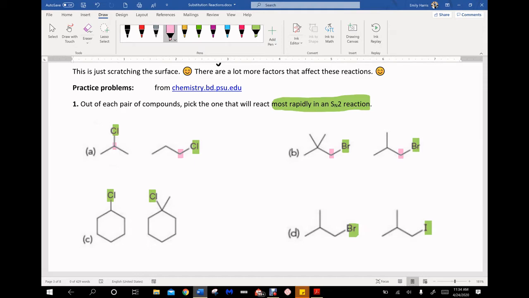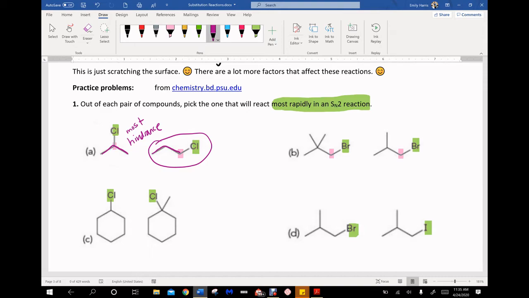If you notice, on A, in this first one, we have a branched group coming off, while in the second example, we have more of a straight chain. Branched groups tend to be more sterically hindering. They're bigger, bulkier than just a straight chain. So this chlorine is going to be the one with the most steric hindrance. And so that means that this other second compound is going to be the one that reacts more rapidly. It has less stuff to get in the way of that one-step process.